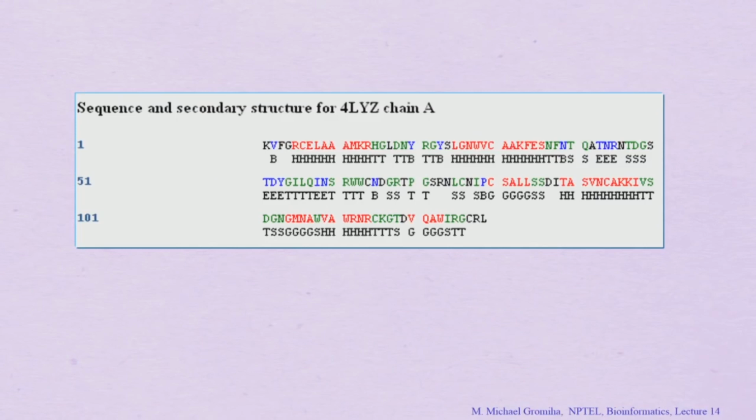So this is the assignment, and they compare it with the experimental data, and it is completely matched with the experimental data. In this segment we could not get any helix, the values are less, and here we get a high preference, and the segment is predicted as alpha helix. It matches with the experimental data.